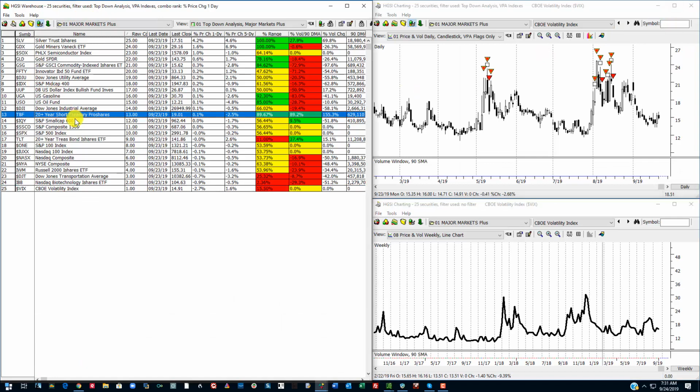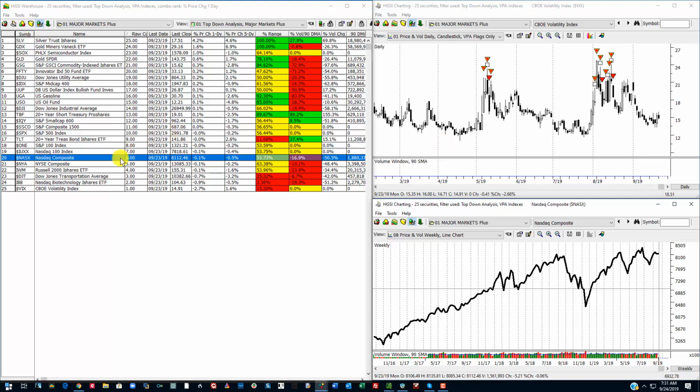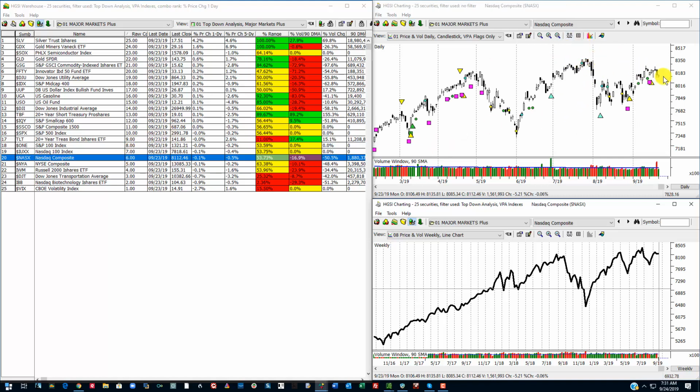As I look this over, I'm going to look for the NASDAQ composite. You can see it was down 0.1% yesterday. This is a 5-day, so it's just been kind of drifting recently. You can see sideways movement here on the daily.